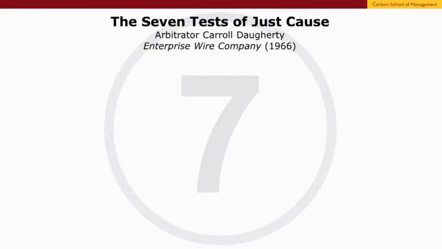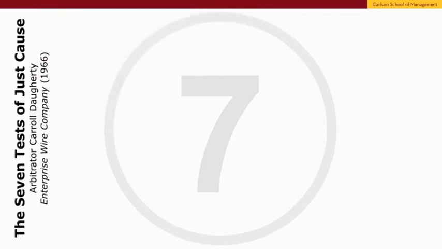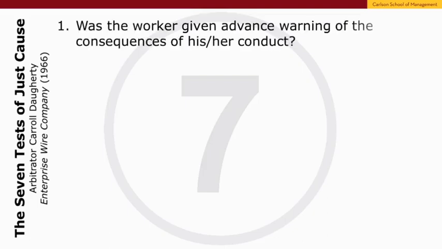Well, we can look to the unionized sector as a role model. The unionized sector has been dealing with just cause discipline and discharge for decades, and they've developed a number of very sound tests and principles for thinking about when just cause has been met or has not been met. There's a variety of ways to do this. My favorite is the 7 tests of just cause that was laid out by an arbitrator in 1966.